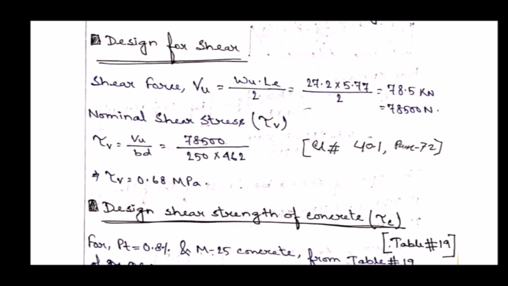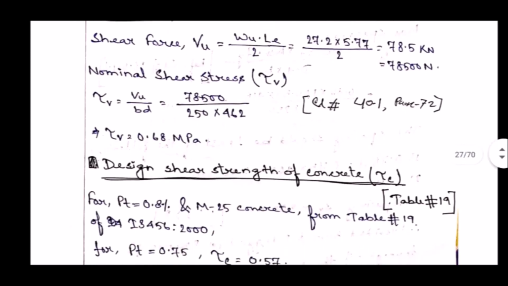So nominal shear stress tau V is equal to VU by BD. We know that formula, otherwise you may find this formula from clause number 40.1 in IS 456:2000. This is already written in it. So VU is 78,500 and the cross-sectional area is 215 into 462, that means tau V equals 0.68 MPa.